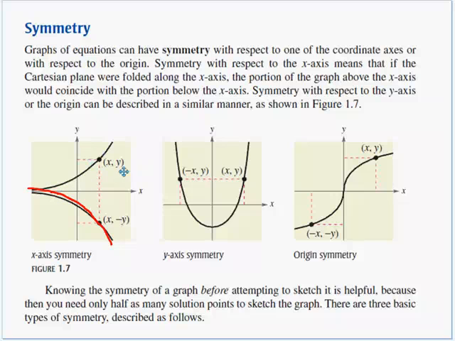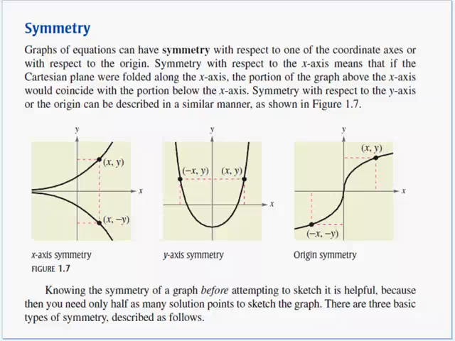And notice what happened to the point x comma y. Since I folded it over the x-axis, the x-coordinate did not change. It's positive x for both points. But the y value here in quadrant 1 was positive. As that's reflected down here into quadrant 4, it's now negative. So again, that would be x-axis symmetry.